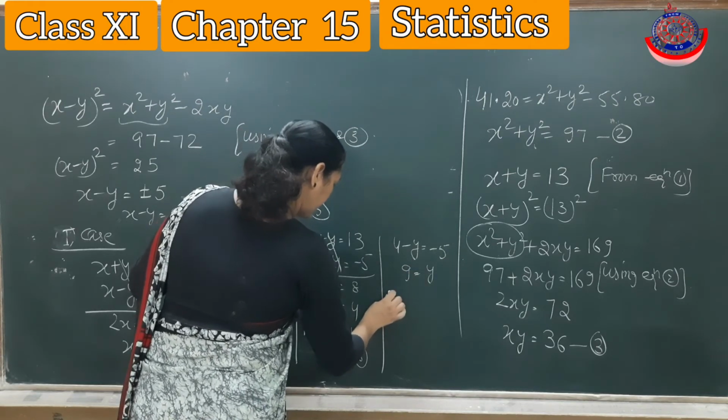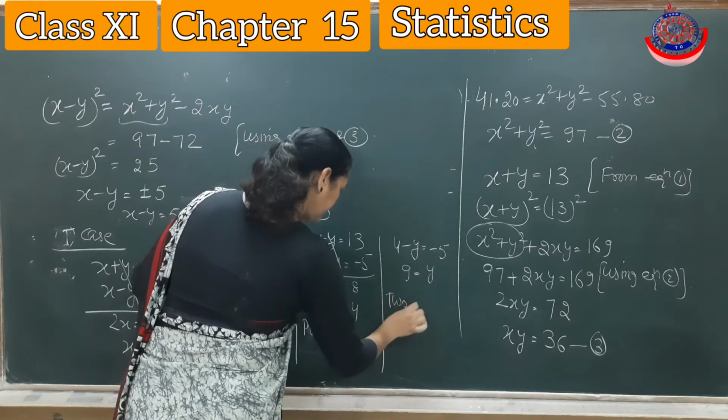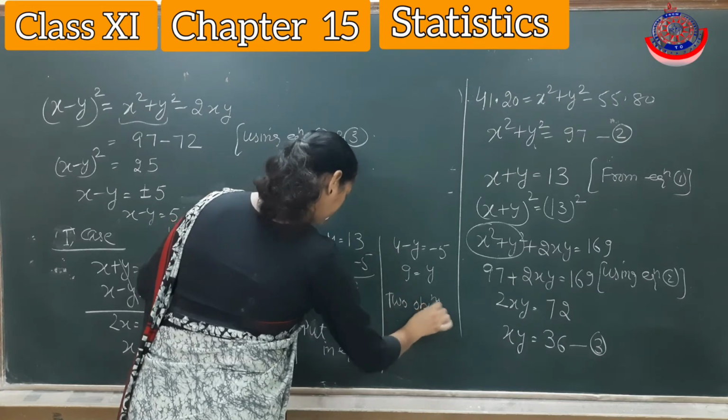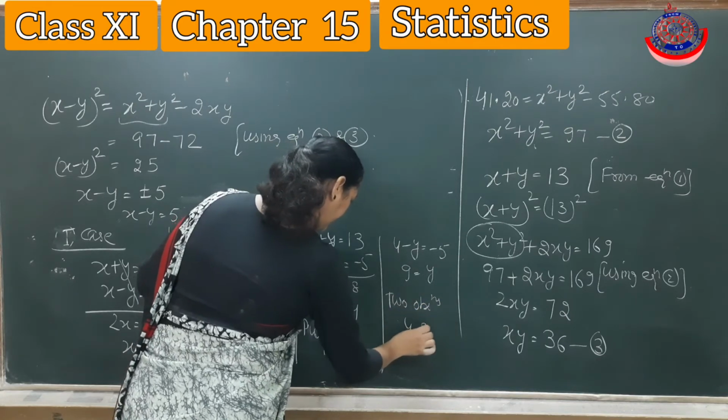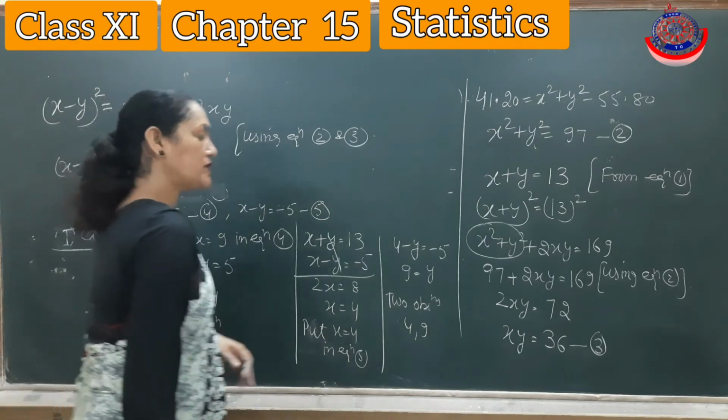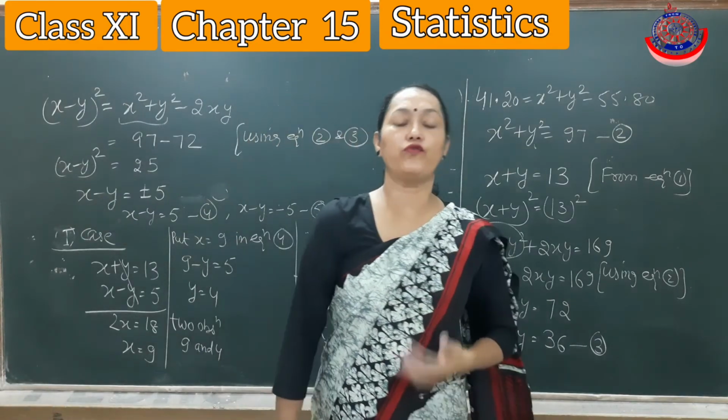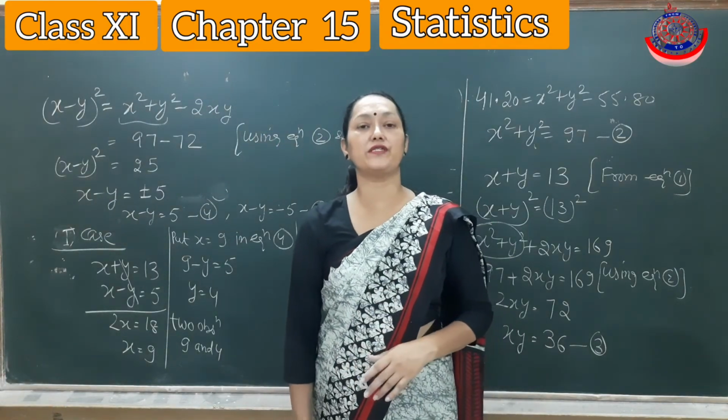So here the observations are 4 and 9. Means either 9, 4 or 4, 9. Means two other observations are 4 and 9.